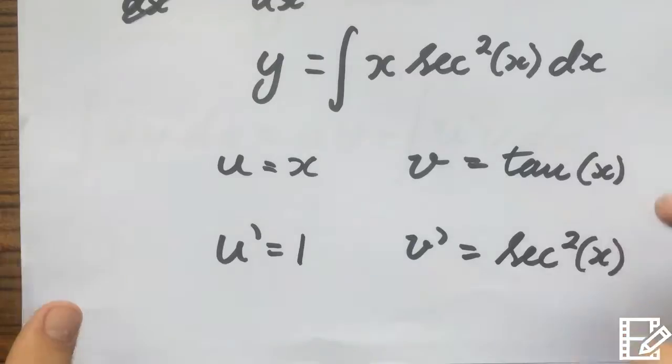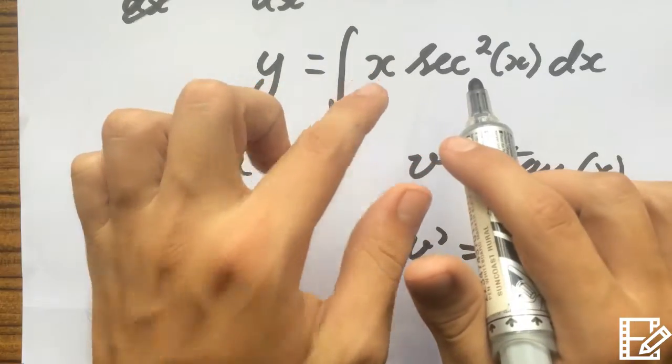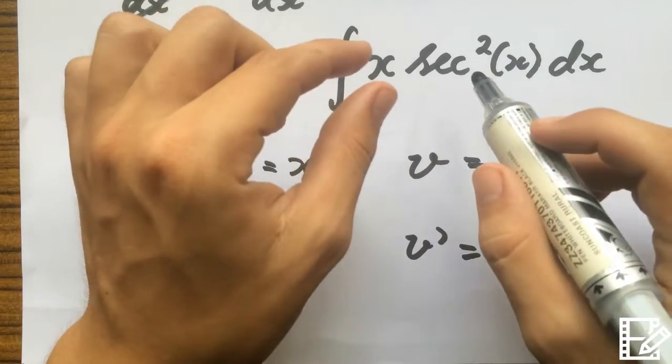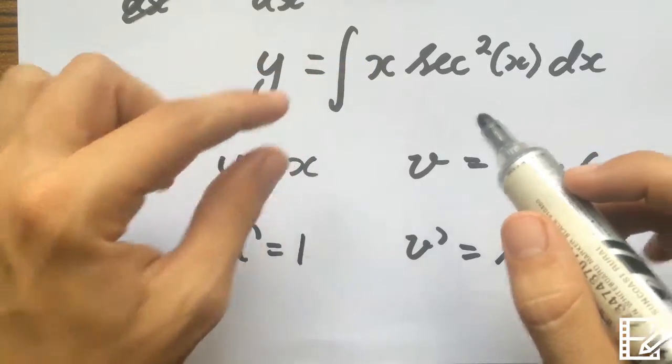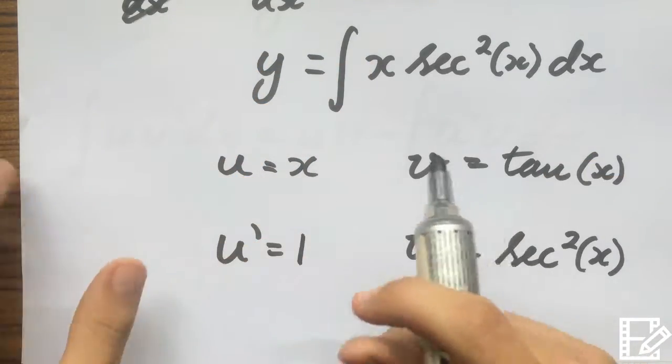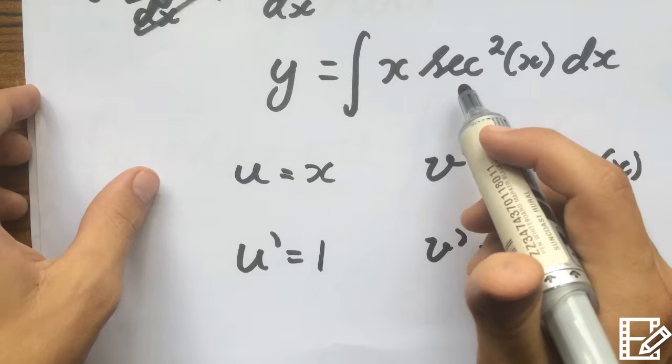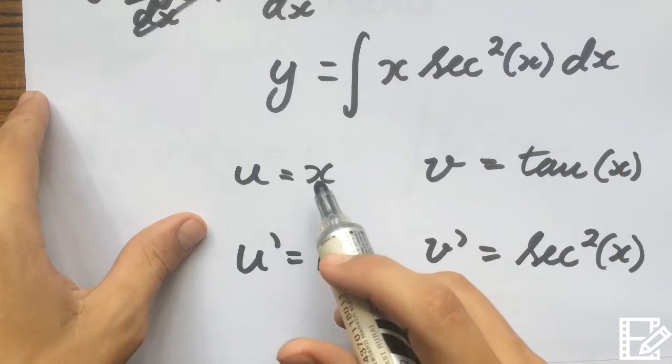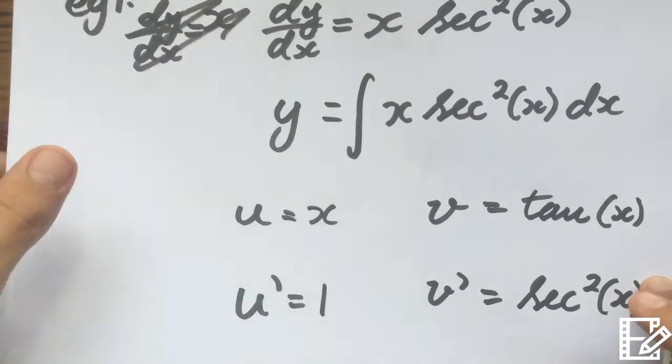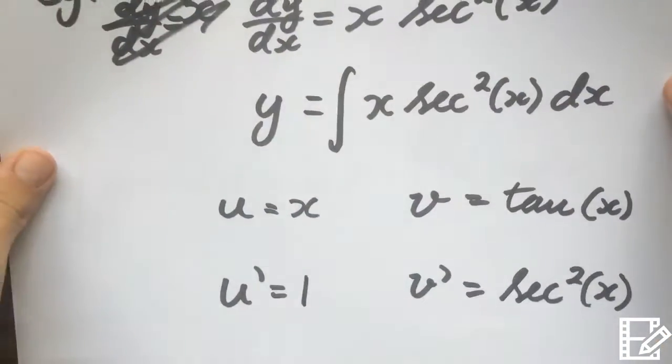That's actually a good way of saying it. Whichever one of these simplifies better than the other one becomes u. So x simplifies better than sec squared does, so I picked x to be u. Try and remember something along those lines.